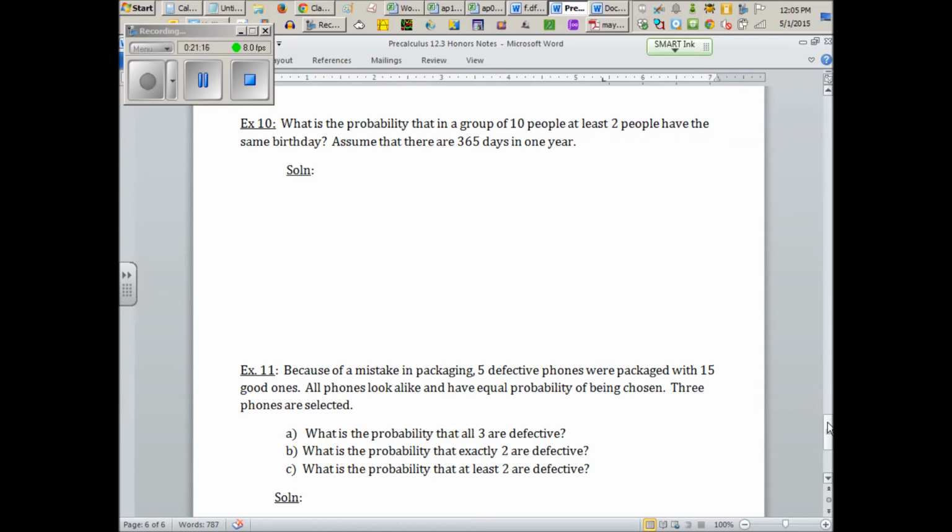4 people have the same birthday? 10 people, 4 have the same birthday. You think that's likely? No. 5? No. 6? No. 7? No. 8? No. 9? No. All 10? Absolutely not. Possible, not probable on any of those.